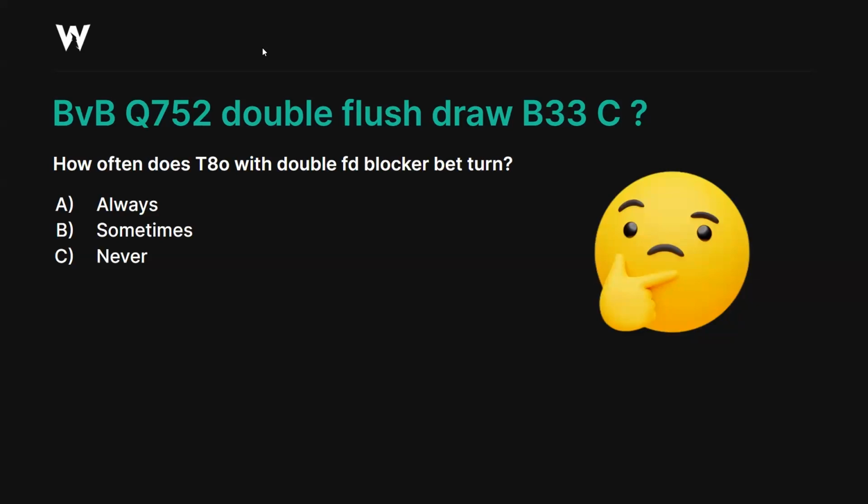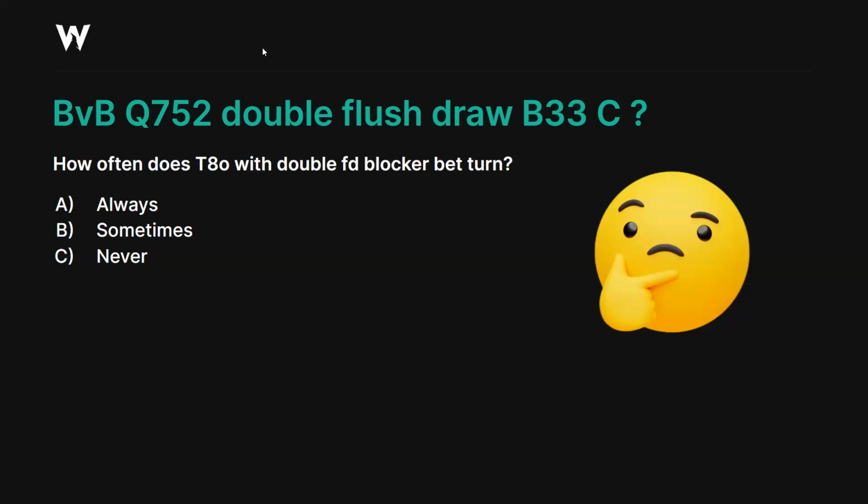We see bet small, we get called, and the turn is a 2 of the other suit. So there's a double flush draw on the turn. Let's say, for example, the flop is queen 7 of hearts, 5 of diamonds. We see bet small, get called, 2 of diamonds on the turn. So double flush draw, very drawy turn after c-betting the flop, blind versus blind.